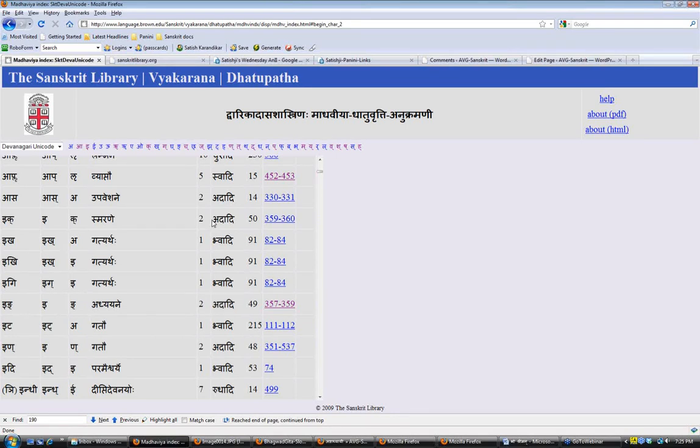Now both these dhatus, ik smarane and ing adhyayane, are nityam adhipurvo. They will always have adhi before them. So only adhi ik or adhi ing. The third one is in gatau, also adadi. This is not adhipurva. It doesn't have to be adhipurva. So these are the three. Very confusing. Now, as I said to you, ik smarane is not used much. The ones that are used are ing adhyayane, and in gatau is the most used.